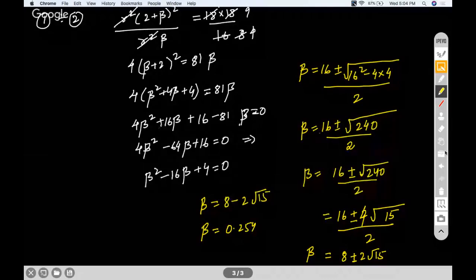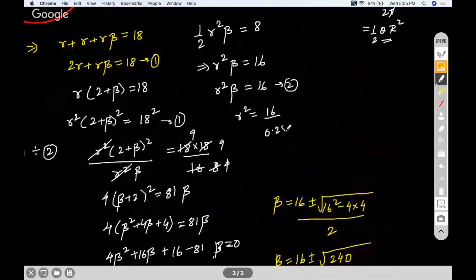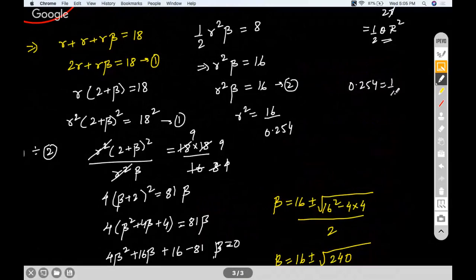Okay, so having got the value of beta from here, sorry, the connection got lost. Roughly, I'll put it over here. So r square would be 16 divided by 0.254. For practical purposes, you can take this as 1 by 4. So r square can be taken as 16 divided by 1 by 4, which is 64.